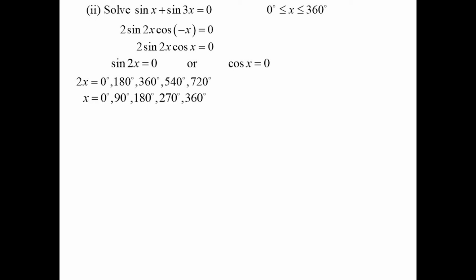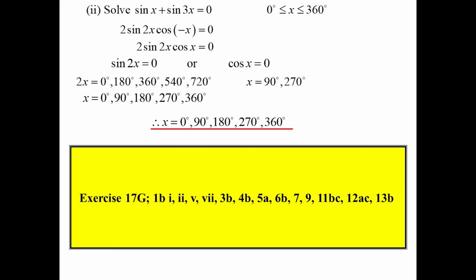And now I've simply got, hey look, these things multiply together to give 0, so either the sine of 2x equals 0, or the cosine of x equals 0. Well, sine of 2x equals 0, we'd be going around the circle twice. So we'll get 0, 180, 360, 540, 720. Divide everything by 2. Cosine equals 0 is just 90 and 270. So all up, there are my values. 0, 90, 180, 270, 360. All right.